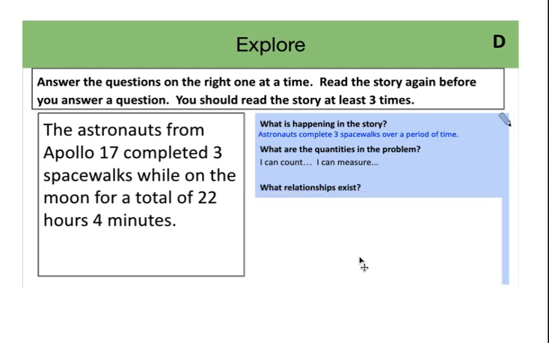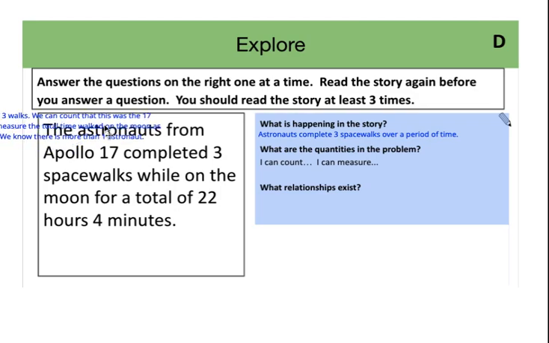I'm going to go ahead and complete that second read. I'm going to answer these 2 questions in a moment. The astronauts from Apollo 17 completed 3 spacewalks while on the moon for a total of 22 hours and 4 minutes. I want you to go ahead and answer these 2 questions. What are the quantities in the problem? You could go ahead and use those prompts, I can count, I can measure, and answer the question, what relationships exist? So go ahead and answer those 2 questions. When you're ready, go ahead and unpause.